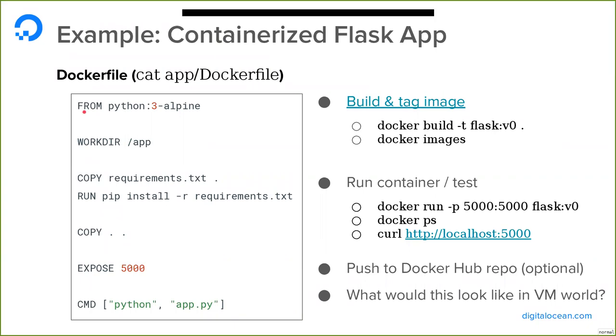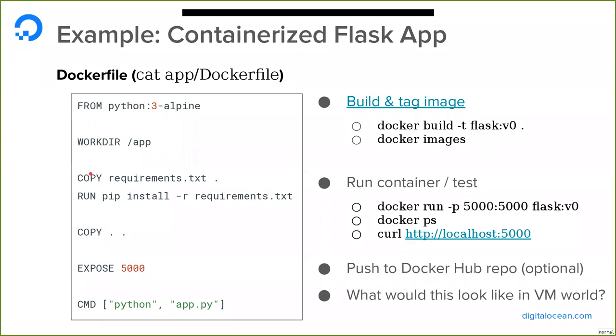So the from step says our image isn't starting from an empty file system. It's starting from a pre-existing container image. So this is a Python specific container image, specifically one that's built on the Alpine Linux distribution, and it's specifically geared towards Python 3. So what we have here is an image name, and then a colon, and then the image tag that specifies the version of that image that we'll end up pulling in order to begin building our container image. So the next step is workdir, which just sets the working directory for all the future steps in the Docker file.